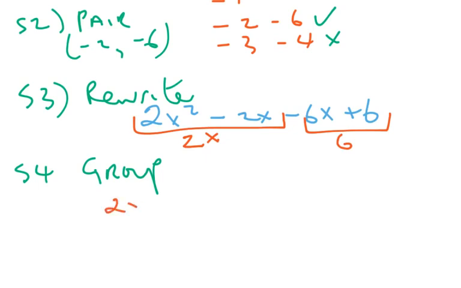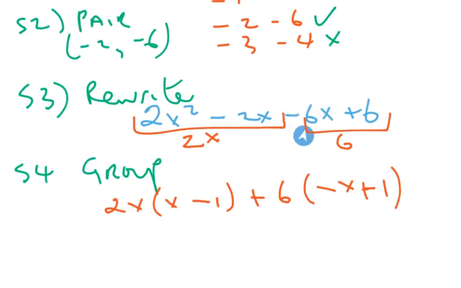We're going to get 2x into x minus 1. So that's 2x squared minus 2x, correct. Plus 6 into, well, it's going to be minus x plus 1. Now plus 6 multiplied by minus x gives me minus 6x, which is what I want. And plus 6 by plus 1 gives me plus 6, which is what I want as well. But what I don't want is an x minus 1 over here and a minus x plus 1 over here. They're the wrong way around.